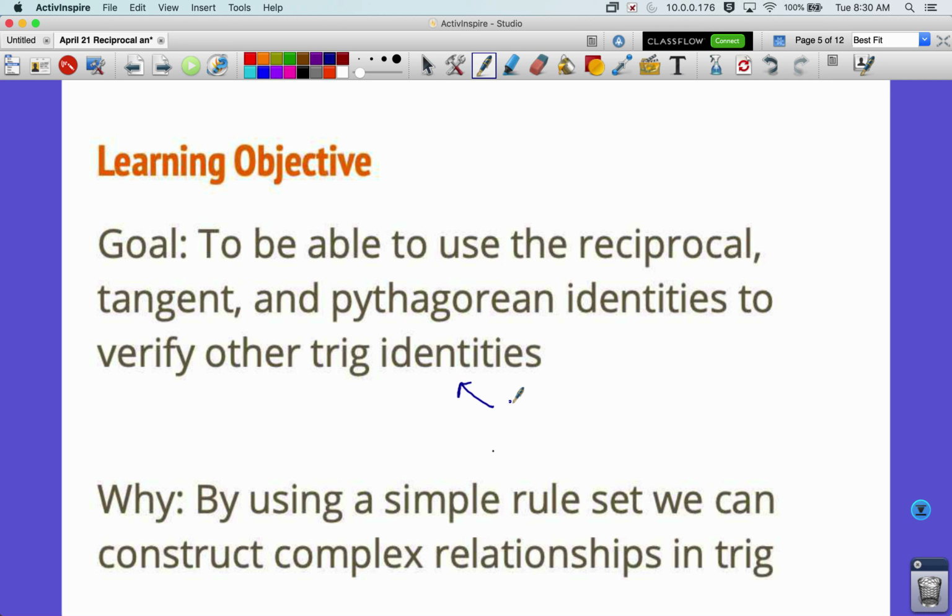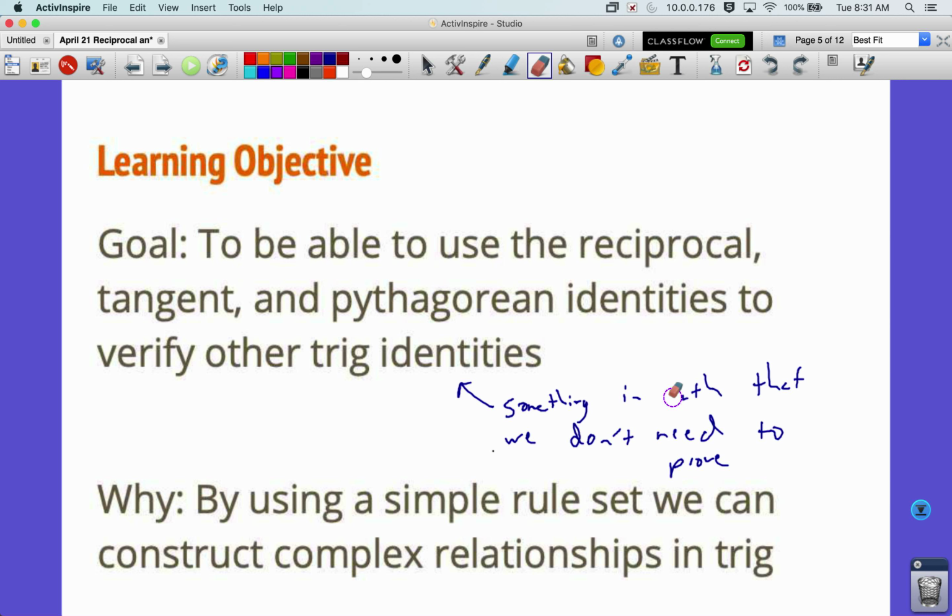An identity is something in math that we assume is true, or I'll say something in math that we don't need to prove. All right, so an identity, something in math that we don't need to prove.